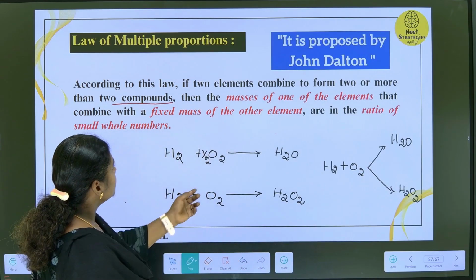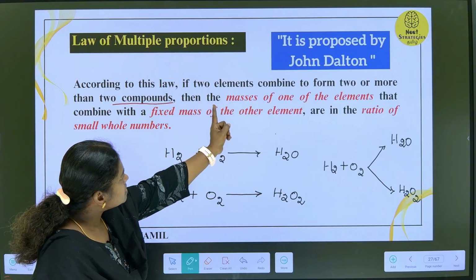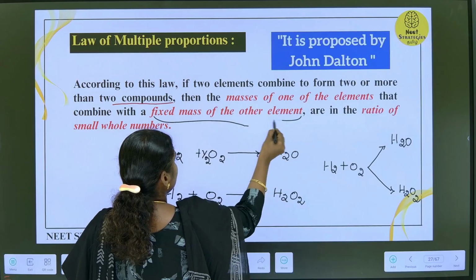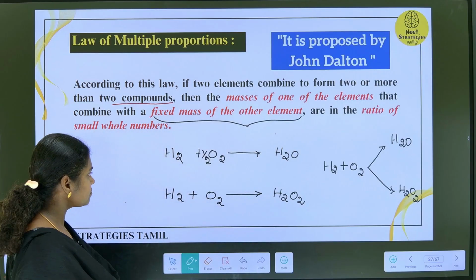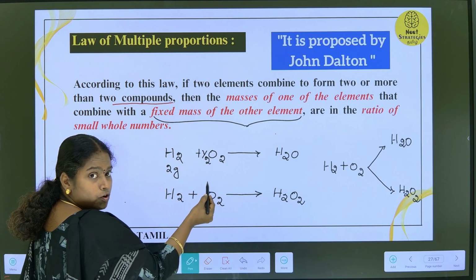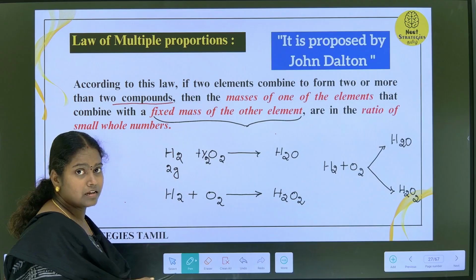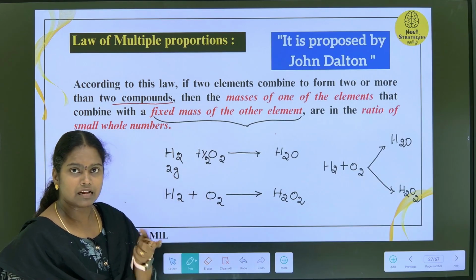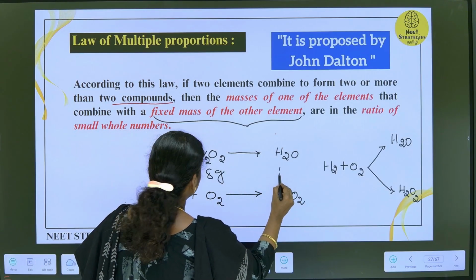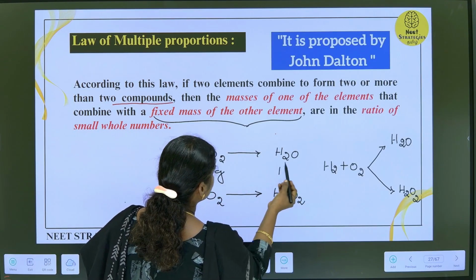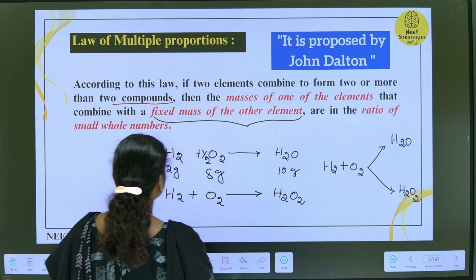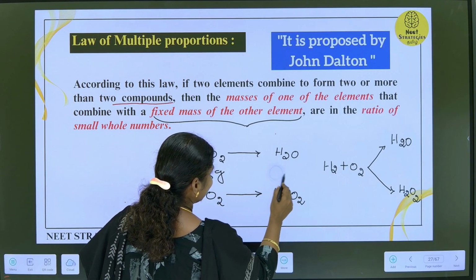The mass of one element that combines with the fixed mass of the other element: here the mass is 2 gram. Half O2, since O2 is 16 gram, half O2 means one oxygen atom, 8 gram. So total reacted is 8 plus 10 gram of H2O, oxygen molecule, which is 18 gram.